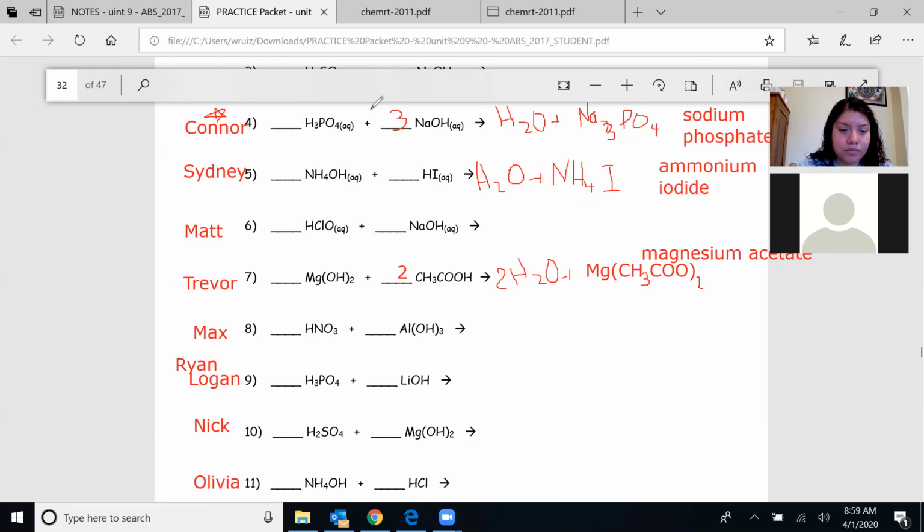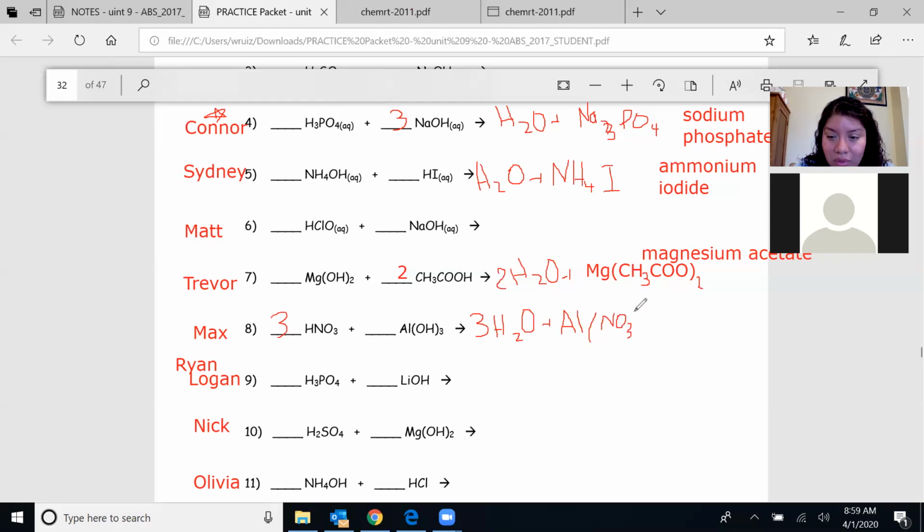So I got a 3H2O plus Al(NO3) with parentheses and another 3, because aluminum has a charge of positive 3 and nitrate has a charge of negative 1. So you would need to add the 3. And then I said it was aluminum nitrate. Yeah, a 3H2O. Aluminum, and in parentheses, there's 3 nitrates.